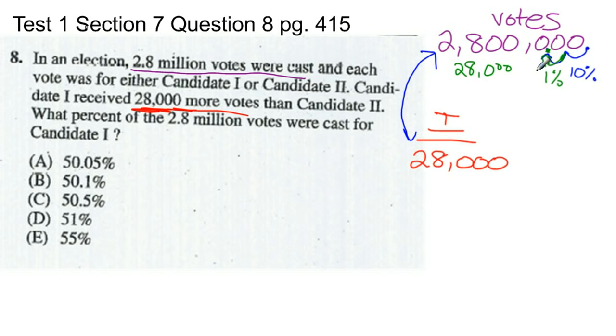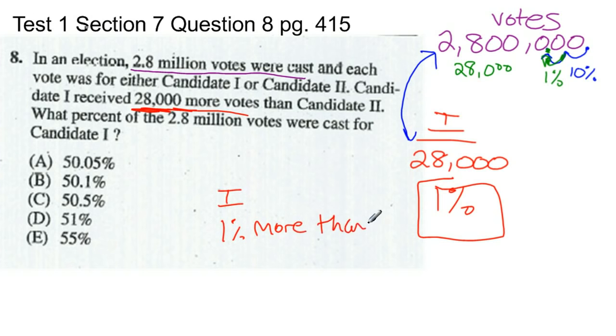And you can see if we move it twice, we end up with 28,000. So we can say that 28,000 here is actually 1% of the votes. Knowing that, now we can reread this question, which says candidate 1 received 1% more votes than candidate 2. So candidate 1 received 1% more than 2. Okay. Now let's look at our answer choices here. The question says, what percent of the 2.8 million votes were cast for candidate 1?